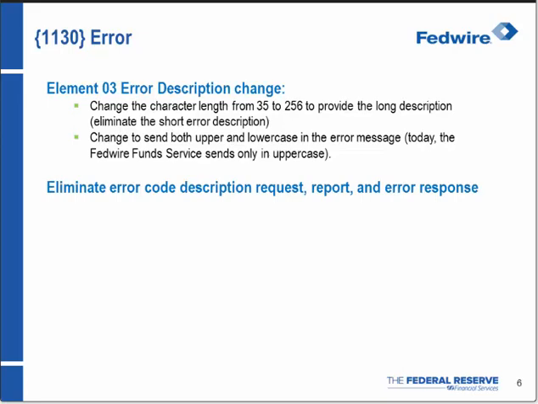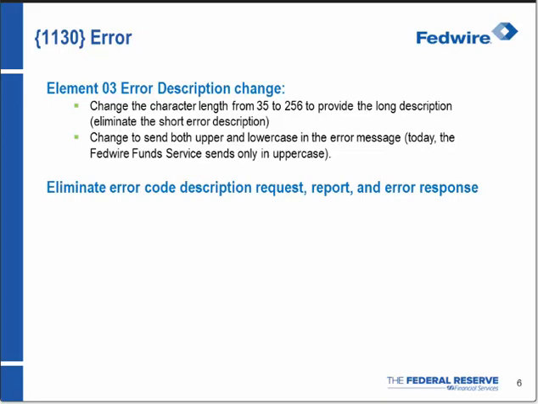Because we're doing this, when we reject a message and add tag 1130 to the message, you will have a long description. It'll be more user-friendly. Because of this, we will no longer need to support the error code description request and the response that you get back. You won't need to go to a second step to look up what an error code means. You'll have the full description in the actual error message that gets attached to the reject notification.